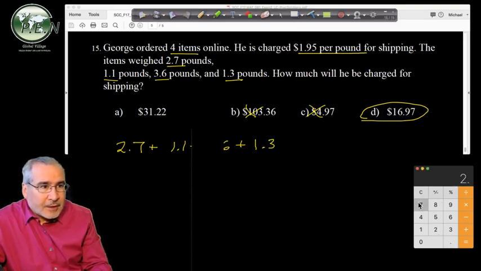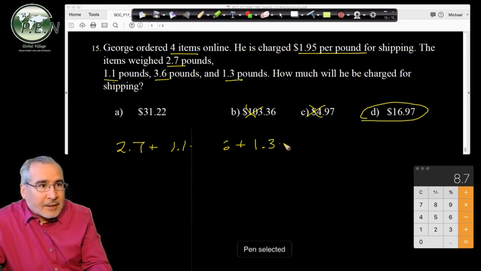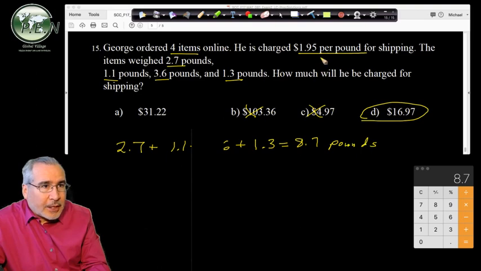2.7 plus 1.1 plus 3.6 plus 1.3, so a total of 8.7. So I was pretty good with my estimate. I figured around 9. And then we want to take that total weight. This is pounds. Multiply it by price per pound. So we multiply by 1.95.